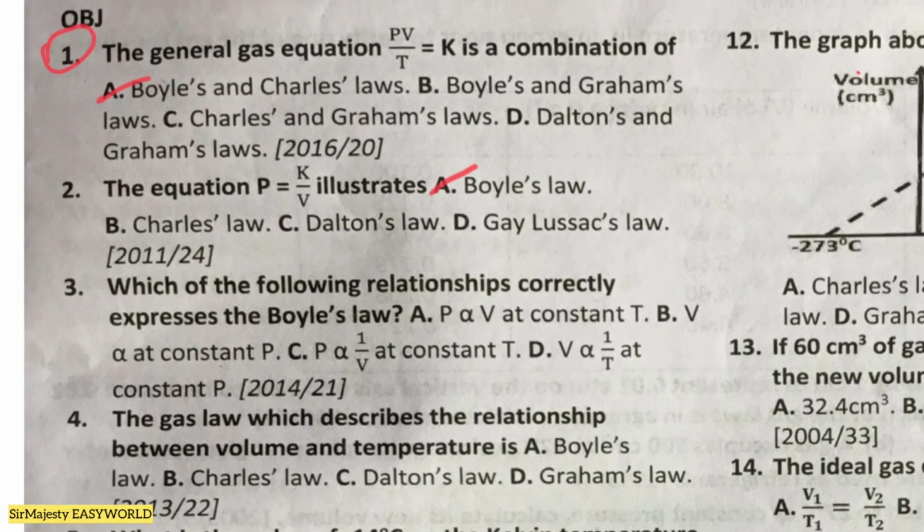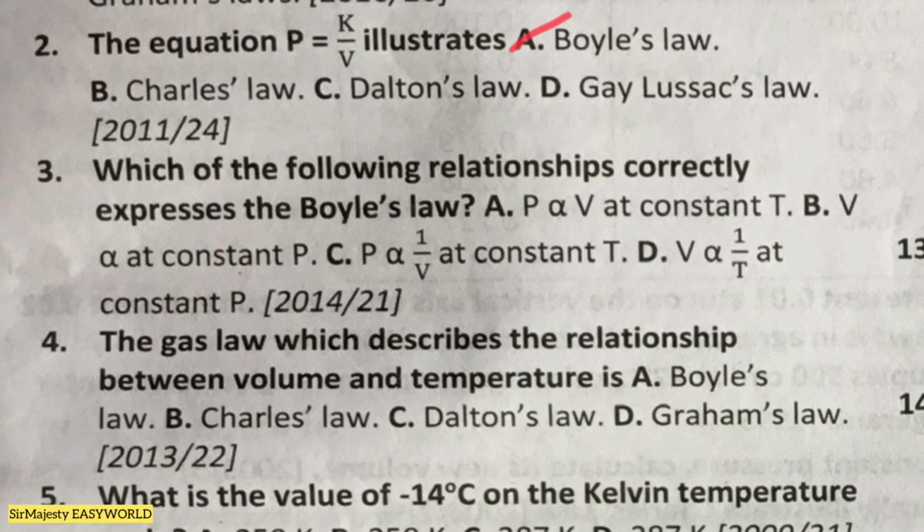Then the next question, number 3: which of the following relationships correctly expresses Boyle's law? This one says P varies directly as V, which is incorrect. It is not true for Boyle's law. And temperature is constant. Yes, of course, temperature is constant, but pressure does not vary directly proportional to volume. Rather, it's inverse. So option A is incorrect.